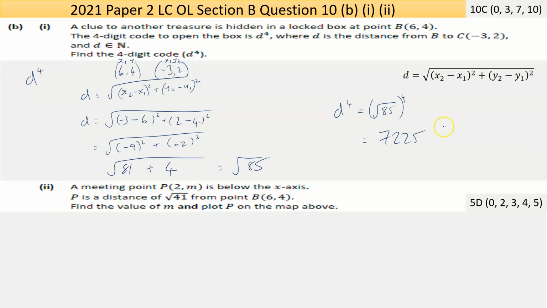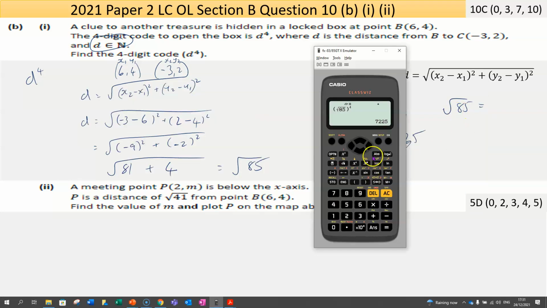Okay, and now I actually confused myself, and I just should have remembered this, but that's actually not the right answer. The reason is they said that D is an element of N. That means that D must be a natural whole number. This is not a natural whole number. Okay, so I'm going to cross that out. What I should have done there was take the square root of 85 and convert that to a number.